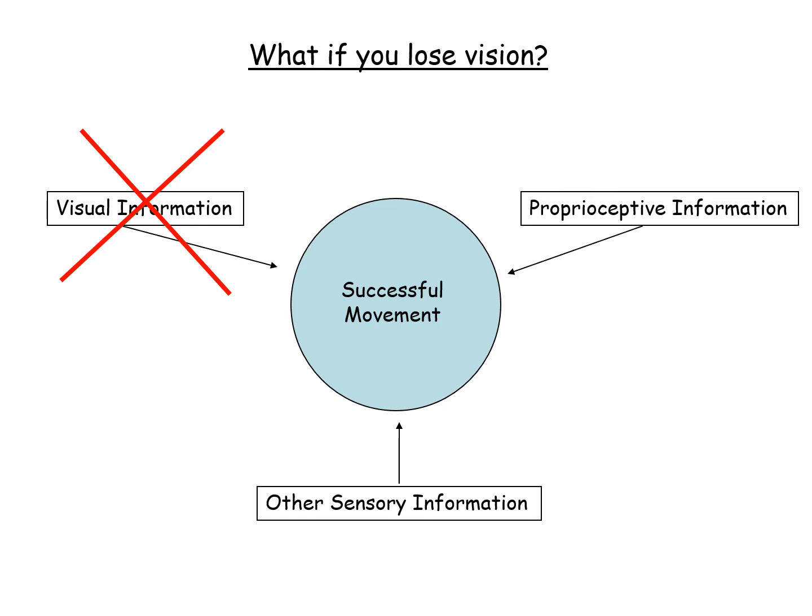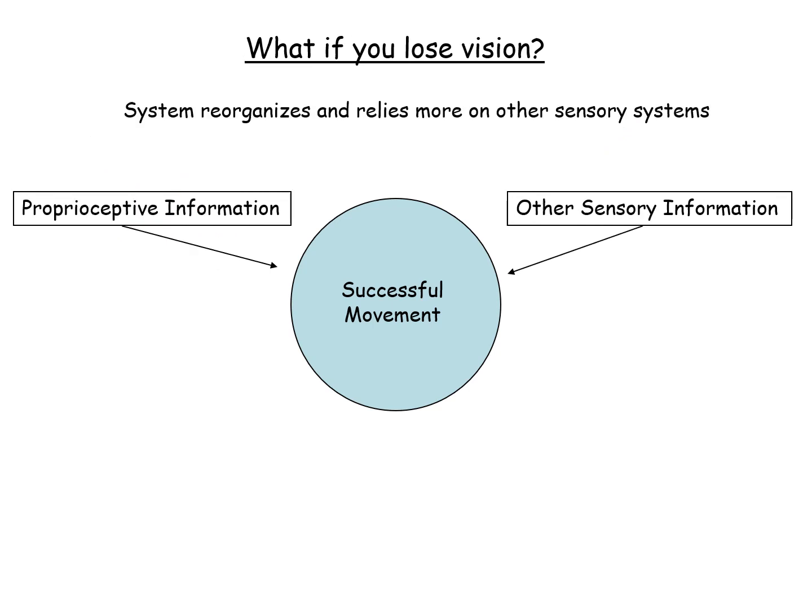What if you lose one of these? What if you lose vision? You're left with only these other two areas of information. So we do see a decrease in the amount of successful movement, but you can learn, so that we can get back to normal, or sometimes even better. So if you lose vision, the system reorganizes and relies more on the other sensory systems. These two take a greater load so they can provide an optimal amount of information for the successful movement.